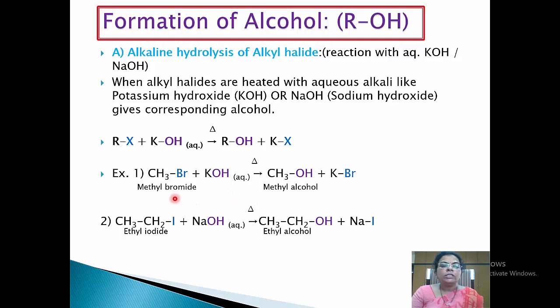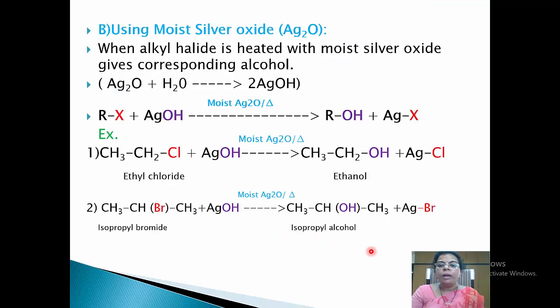Now the reaction is CH3Br plus KOH. When it is heated, it gives CH3OH, that is methyl alcohol, plus potassium bromide, that is KBr. Now second example, when ethyl iodide, that is CH3CH2I, is boiled with aqueous NaOH, that is sodium hydroxide, it gives ethyl alcohol, that is CH3CH2OH, plus sodium iodide.